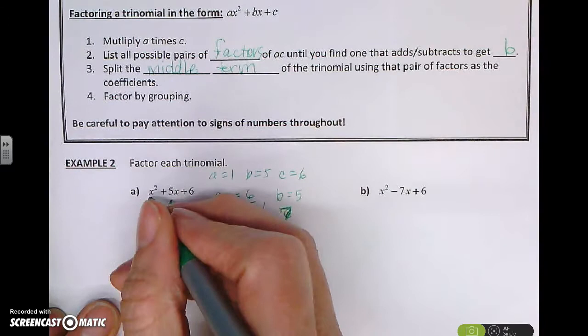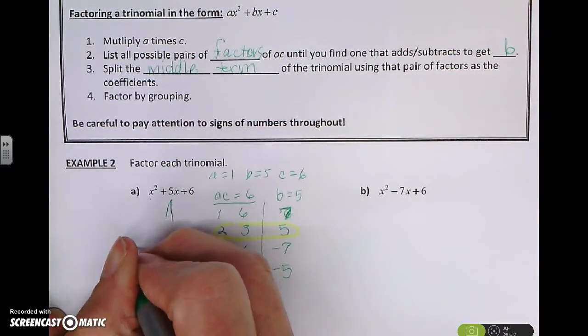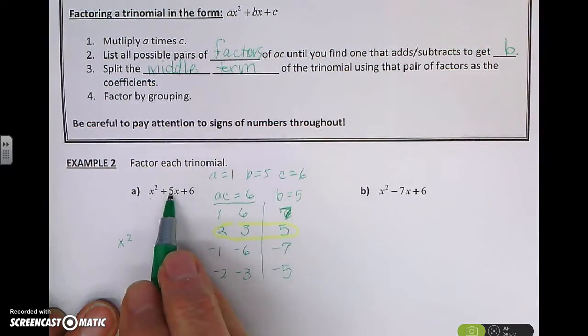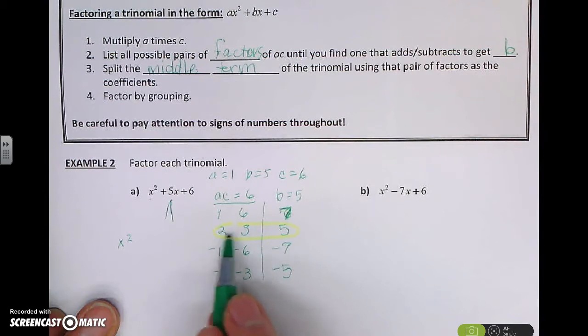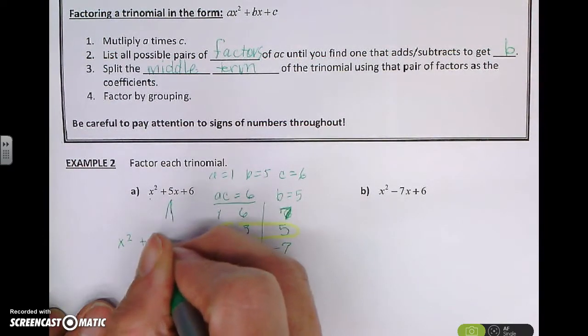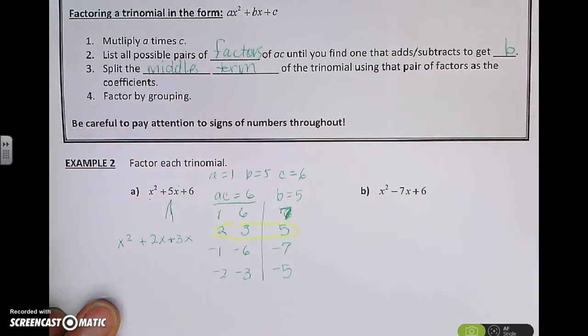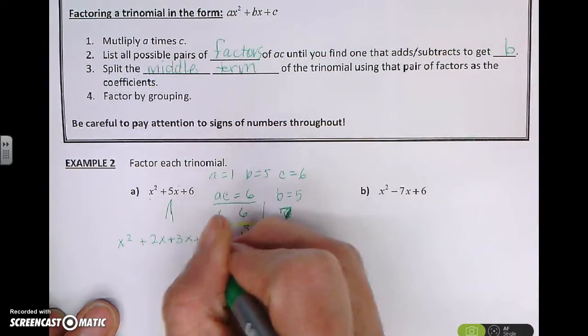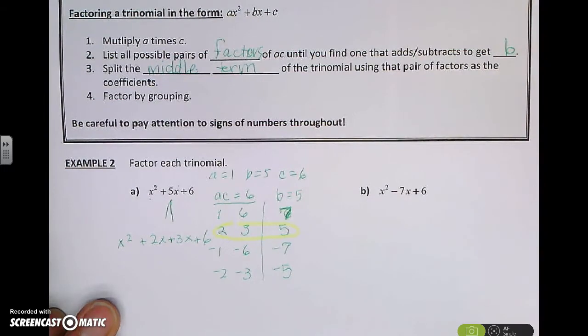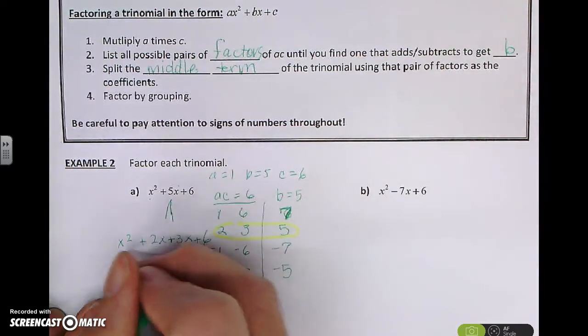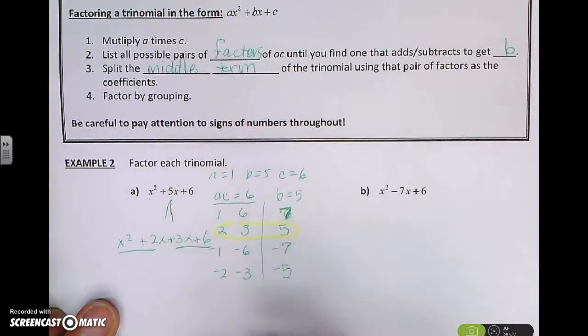So I'm going to rewrite the whole thing. So I'm going to write my x squared, but in place of 5x, I'm going to use 2x plus 3x. So 2x's plus 3x's, we'll replace that 5x, and then I have plus 6. All right, so now I have 1, 2, 3, 4 terms, and I can do as we did in the last videos and group 2, group 2.